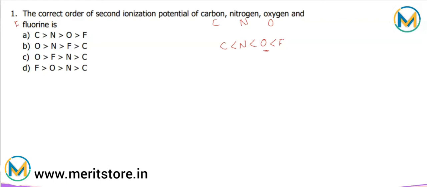That means after removal of one electron, oxygen attains a stable configuration. And to disturb that configuration, we require a very high amount of energy, more than that of fluorine. So now the correct sequence would be carbon, nitrogen, fluorine and then oxygen. Now looking at the options, carbon, nitrogen, fluorine and oxygen. So the correct answer is option C, that it goes like highest for oxygen, then fluorine, then nitrogen and then carbon. Moving towards the next question.